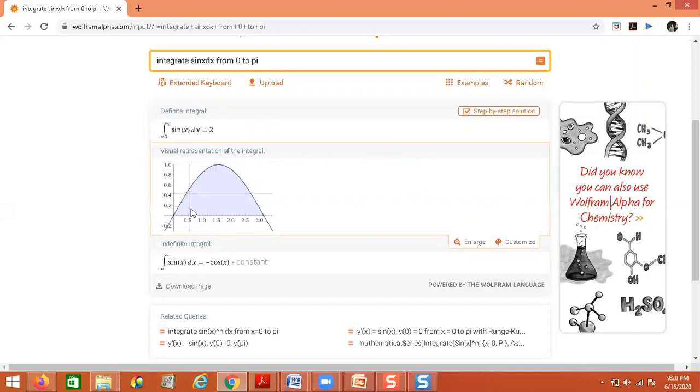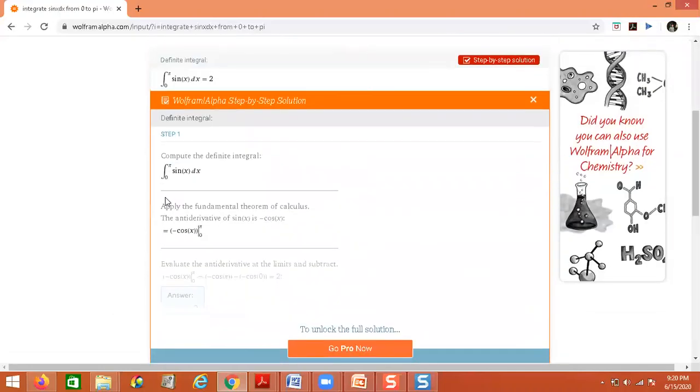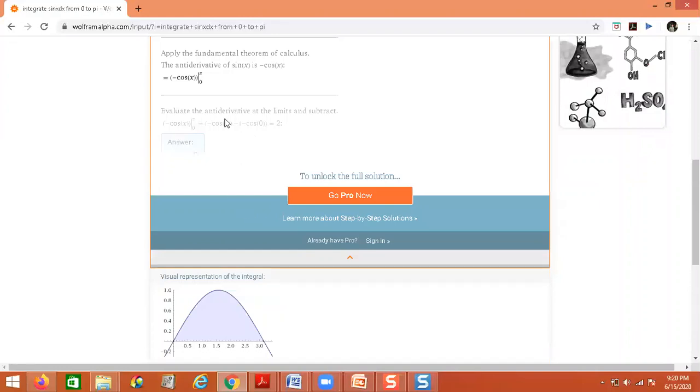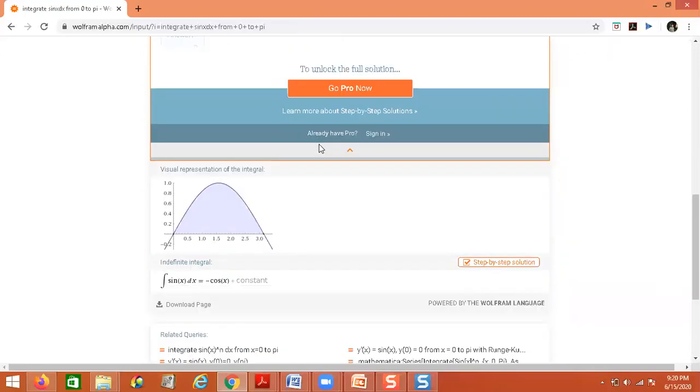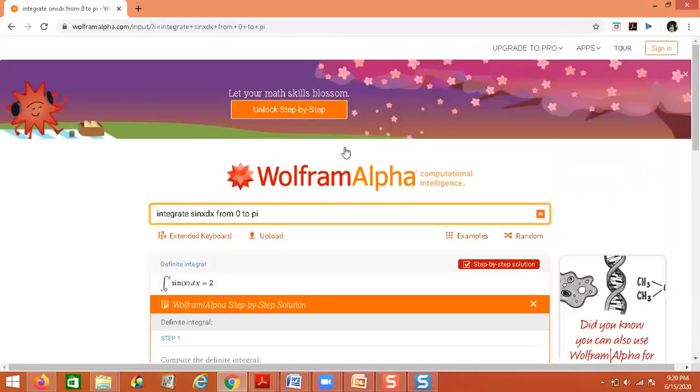Now how is this step by step coming? Just click on this step by step. You will see integral 0 to pi sin x dx is equal to minus cos x, and applying the limit 0 to pi, you will get the answer here, which is 1 plus 1, which is equal to 2. Okay, so which is the visual representation which we already showed here.